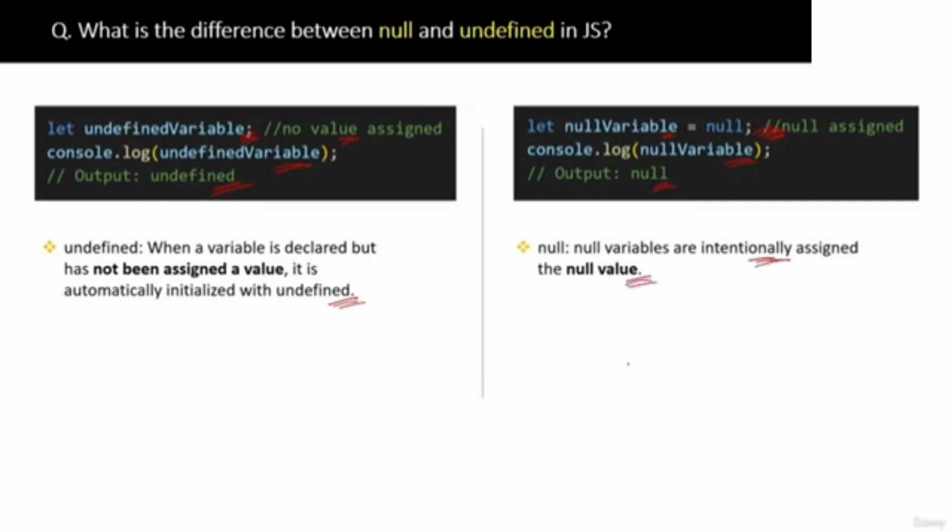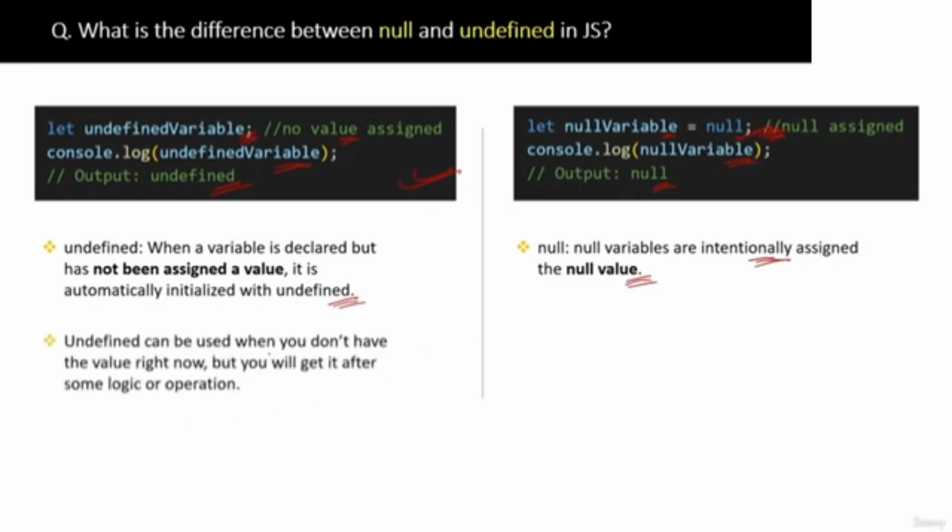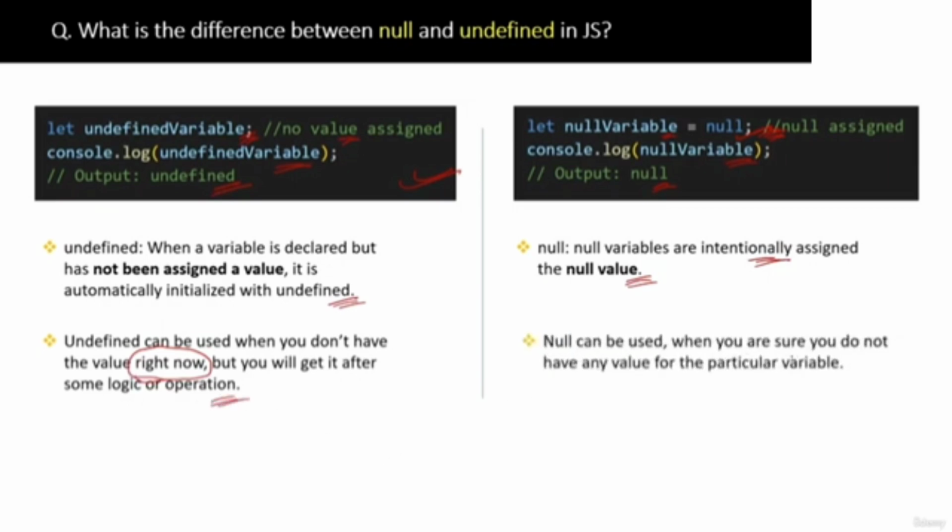Now the real question is, when in your applications will you use undefined and when will you use null? The answer is, undefined can be used when you do not have the value right now, but you will get it after some logic or operation. Then null can be used when you are sure you are not going to get any value for the variable soon. So that is the difference between them.